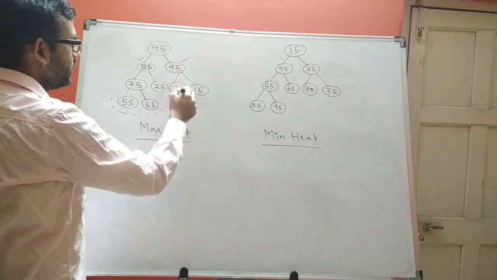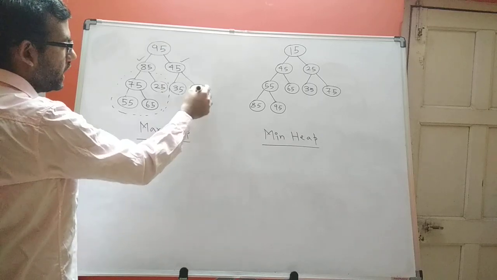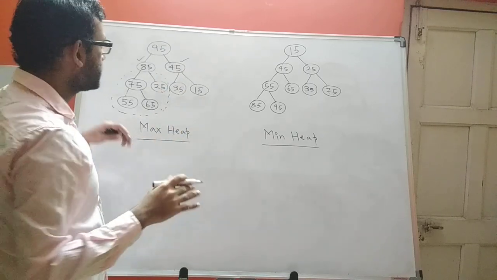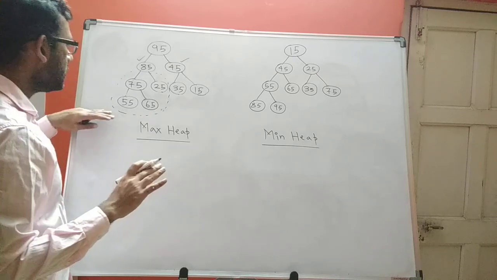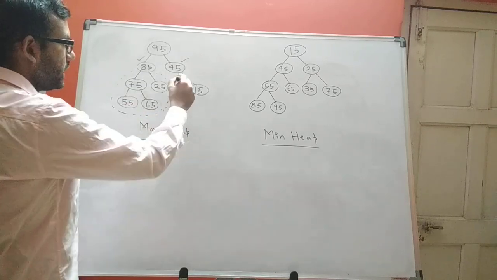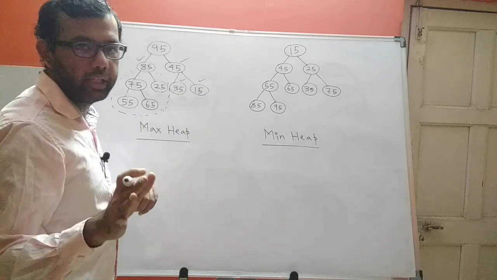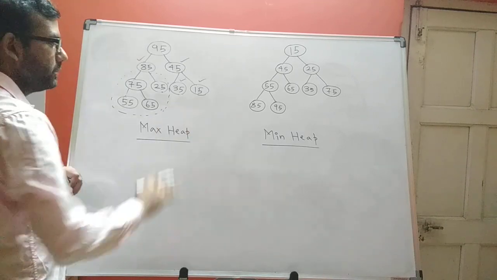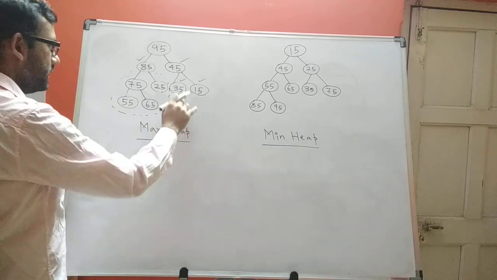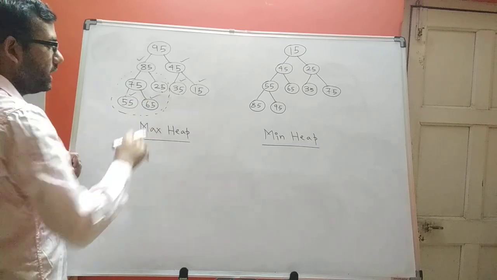Let's check for 45. For 45, I can see the descendants are 35 and 15, which are lesser than 45. That means the max heap property is followed for 45 as well. Now 35 and 15, these are my leaf nodes. By default, the max heap property as well as the min heap property will be followed for all leaf nodes. So the max heap property holds in this case as well as in this case, and it holds here as well as here, because these are leaf nodes as well.